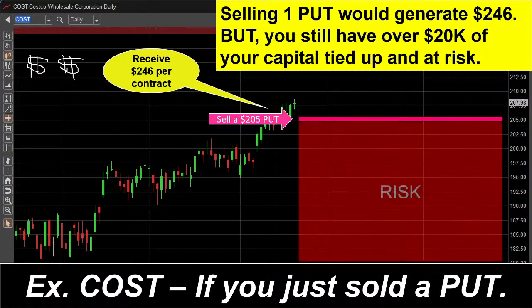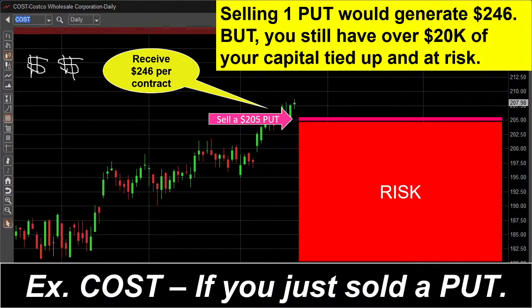But you still have over $20,000 of your capital tied up and at risk, because just selling a put means the broker is going to require you to have enough margin to buy 100 shares of Costco at $205. So they're saying, hey, you need to have basically $20,000 to be able to do that. Now, I'm sure they have some margin calculations to figure that out, but basically, you're still going to have that much risk.